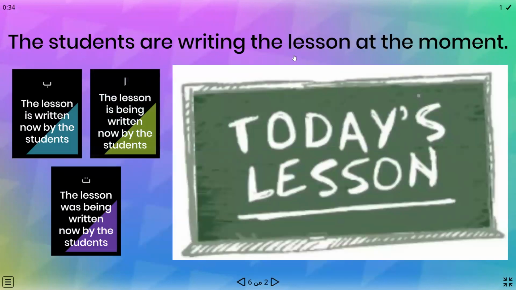The students are writing the lesson at the moment. We begin with the lesson. Are writing, this is present continuous. The lesson is. We don't say the lesson are. The lesson is being written. We don't say the lesson was being. The lesson is written? No, the lesson is being written. This one.